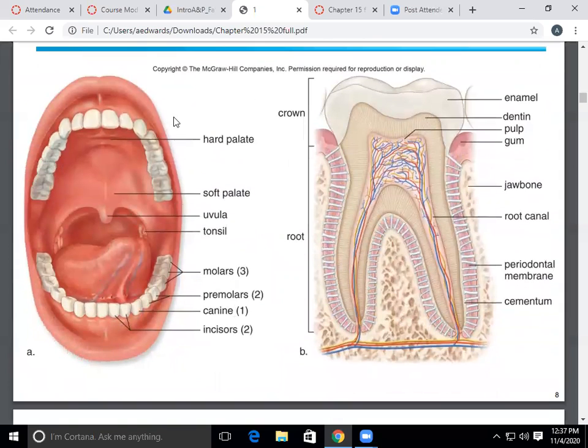All right, so there's your diagram of your mouth. You got the hard palate. More posterior, you have the soft palate. The dangling piece there, sometimes you see in the old cartoons, is a uvula. Okay. There are the tonsils back there, lymphatic structures. Here are your molars. 3 on the bottom, 3 on the top. Premolars, your bicuspids, your canine or cuspid, and your incisors.